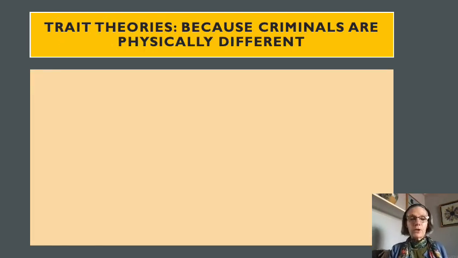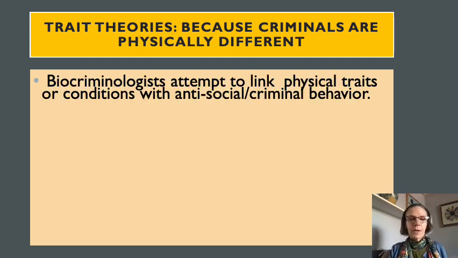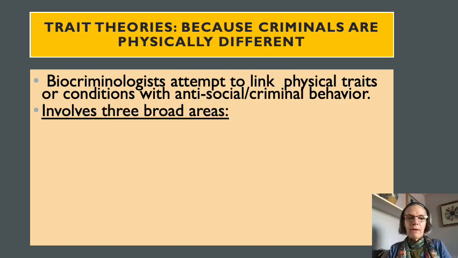So the article The Brain on Trial dovetails really nicely into the trait theory of criminal behavior. Trait theory basically argues that the reason people engage in criminal actions is because they are physically different. Those interested in studying the biological aspects of crime are known as biocriminologists. They attempt to link the physical traits or physical conditions of humans with antisocial and criminal behavior. What they look at involves three broad areas.